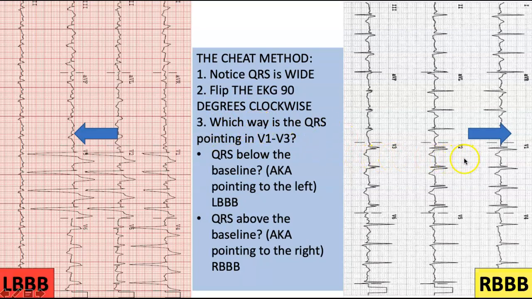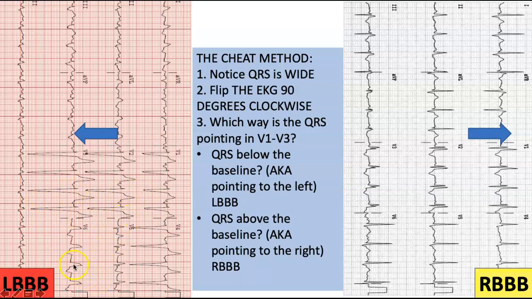Then if you look at the precordial leads, which way is the QRS complex pointing in leads V1 through V3? And so you say the predominant direction of the QRS, is it above or below the baseline? So QRS below the baseline, aka pointing to the left, direction by the arrow. So you can see on this left side, the predominant direction is downward deflection from the baseline, and it's pointing to the left. This, in fact, represents a left bundle branch block.